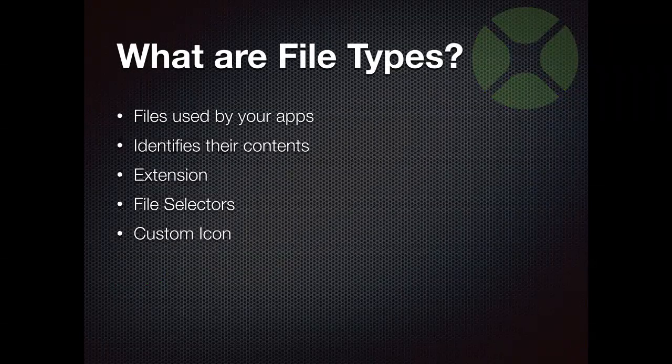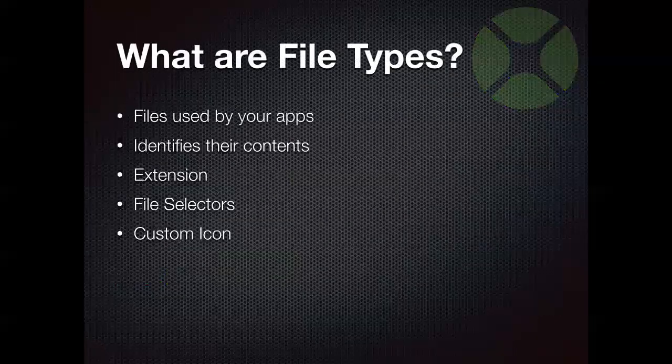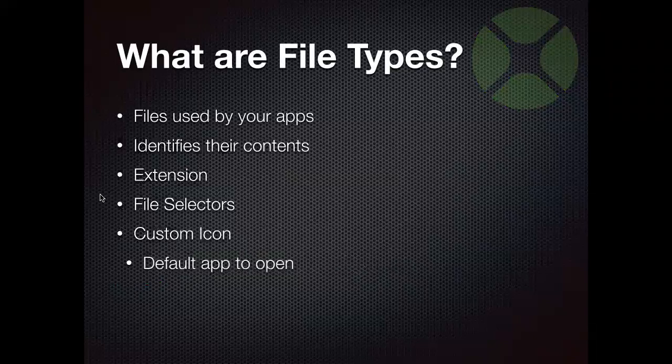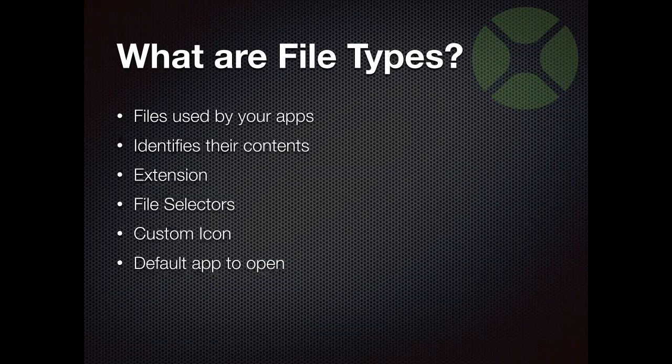File types can also be used to display a custom icon with the actual file in the file system. How this works varies by operating system, of course, but we'll talk a little bit about that. And they can also be used to control which app is the default app for opening the file. So if in your system's Finder or Explorer or whatnot, you double click on the file, which app is it going to open? And you might want it to open your app and then have your app open the file.